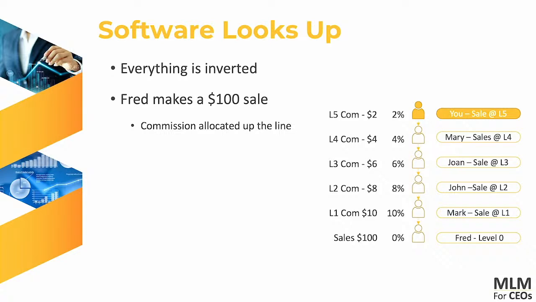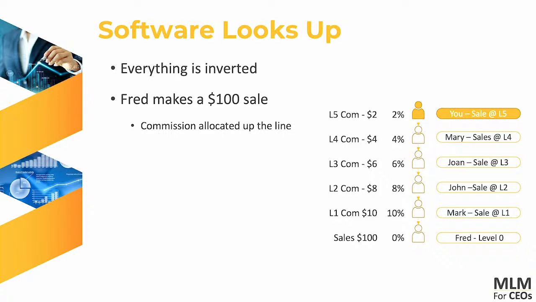But when the system calculates, it looks up, it says, okay, I've got to allocate level 1 commission. Looks up one level, it sees, I found somebody, that's Mark, let me give him 10%. That's my level 1 commission. Now I have to allocate level 2 commissions. So it goes up another level, it finds John, allocates the level 2 commission. Then it goes up and allocates Joan the level 3 commission, and so on and so forth until it gets to the top and runs out of commissions to allocate.